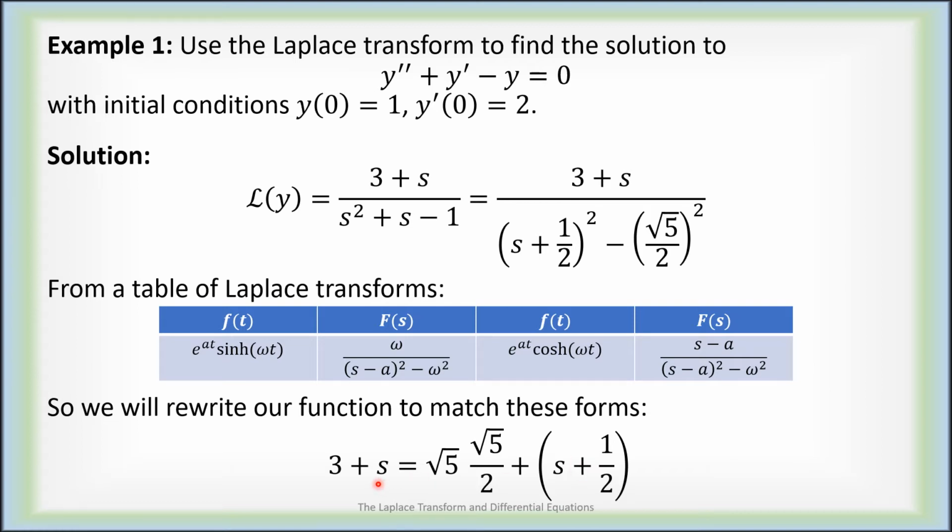This would leave behind s plus 5 over 2, but that constant 5 over 2 should actually be expressed in terms of omega, which is root 5 over 2. So it's root 5 times root 5 over 2, or root 5 omega, plus s minus a.